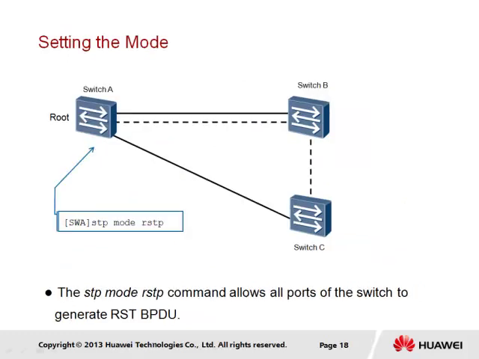RSTP is enabled by setting the mode within the switch using the command stp mode rstp. As mentioned in the section on STP, the default mode is MSTP within VRP, and therefore this command needs to be set if RSTP is to be used. Each switch in the spanning tree topology must be configured with this command to ensure a complete RSTP-enabled switching network.